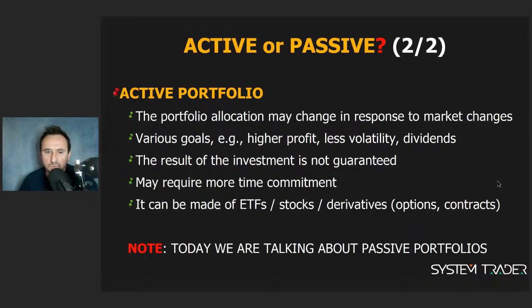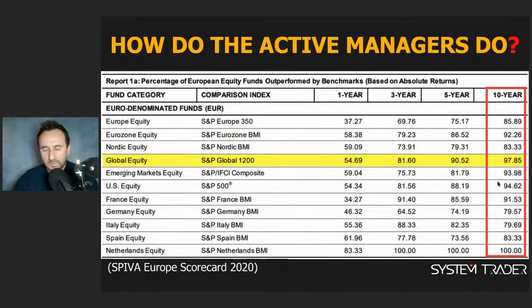And the same story as with passive. In the active approach, we can use ETFs, but we can also use stocks, and derivatives like options contracts and futures contracts. But today we are talking about passive portfolios. So that's it for today for the active approach. How do the active managers do? And why is that idea of being passive so popular?